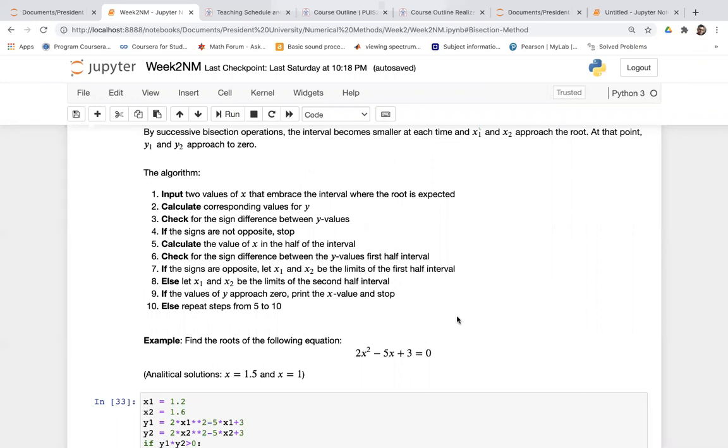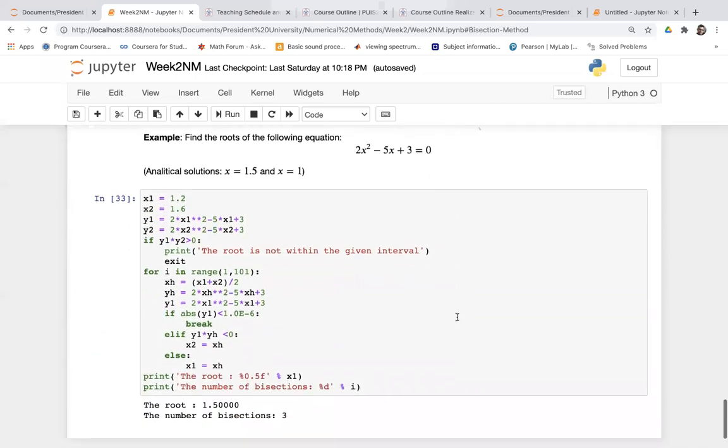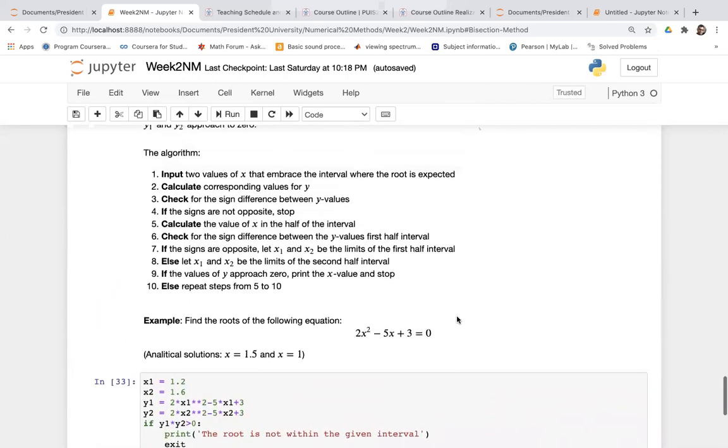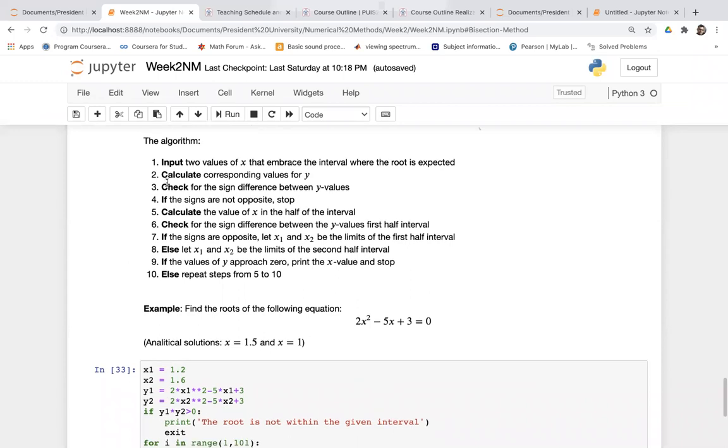So this is the step. Look at this. You need to use for and if. This is the if statement. The if statement checks the sign difference, and you always repeat. Okay, let's start with the input here.